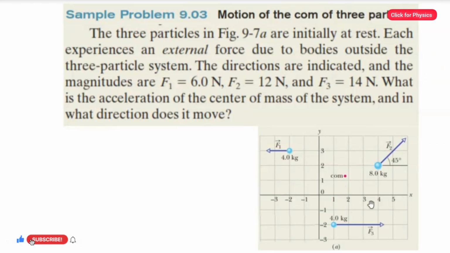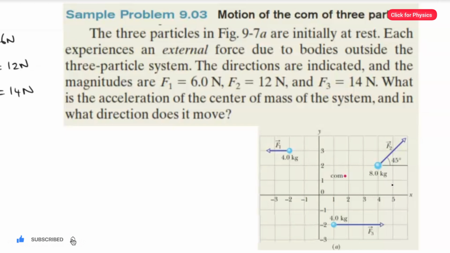So let's see, better we can write the given first. What is given in the question? They give the magnitudes of three forces, which are F1 6 Newton, F2 12 Newton and F3 14 Newton.